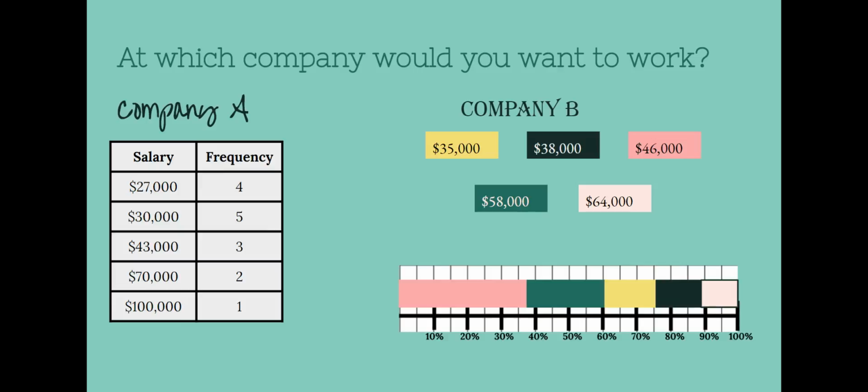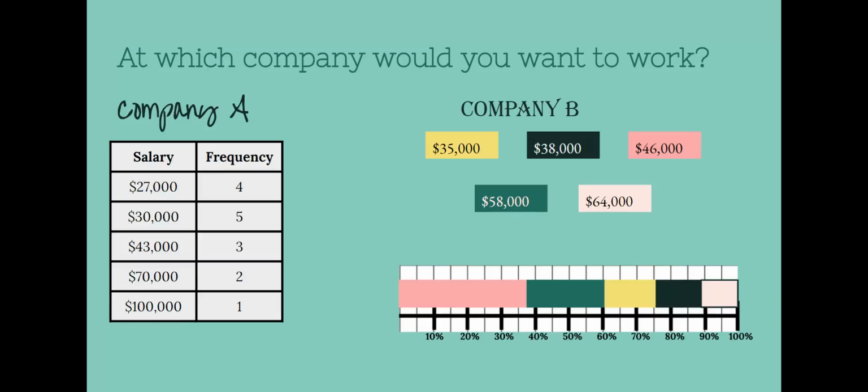Now, at company A, we also have a few people who are making $70,000 or more. We have one person making $100,000. So maybe I'm somebody who has multiple degrees or a lot of expertise, and I fall into that $100,000 category. Who knows? So I'm going to be keeping that in mind as well.